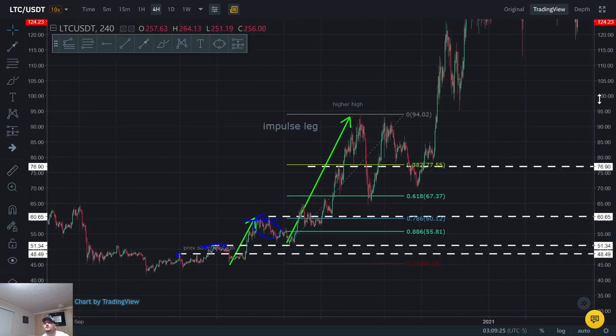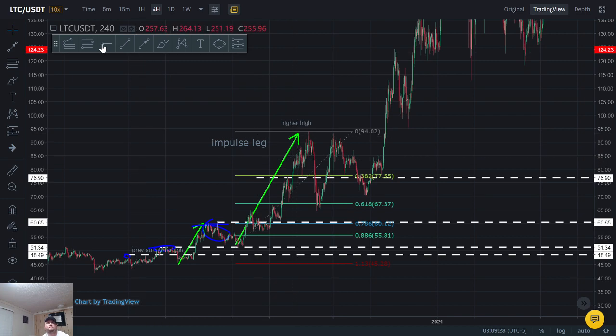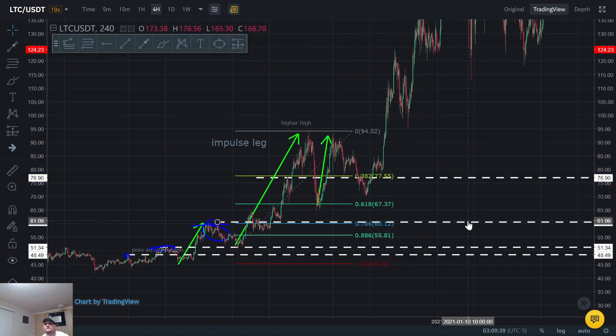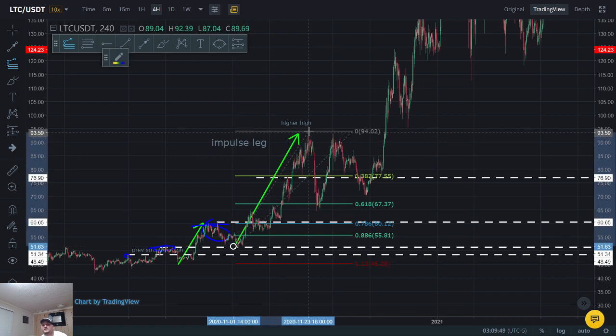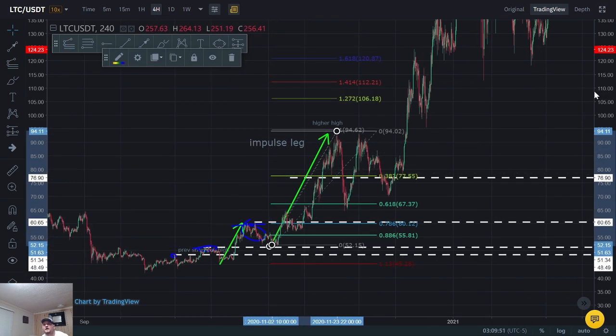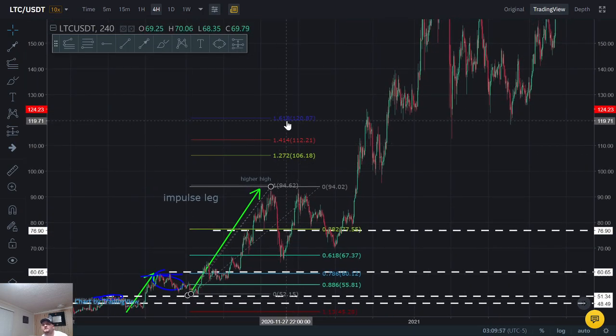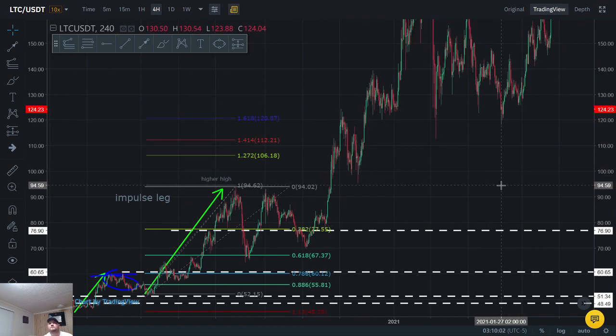So if you was looking at this, you would look for the 61.8 would give you the best risk to reward on a retest of the high, right? If you was looking to take extensions on this, you would look for extensions. And we can see that some people took profit at the 1.618 extension, right?